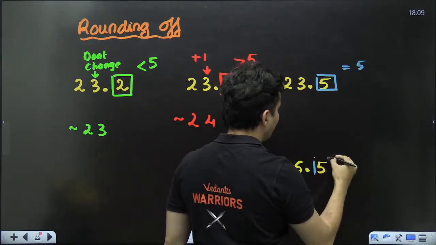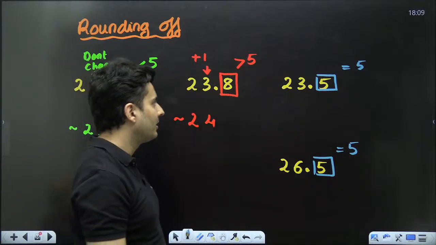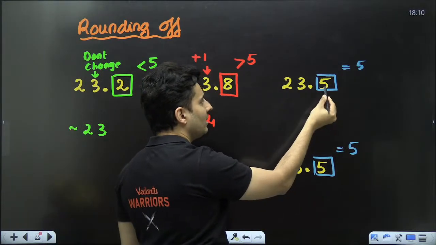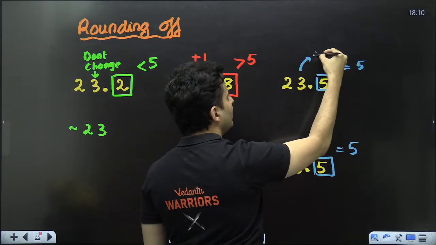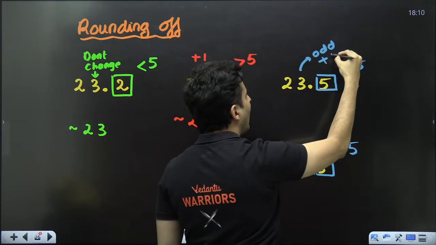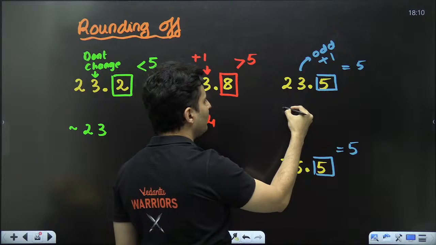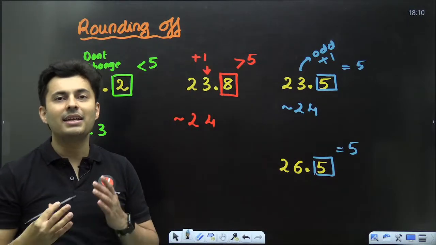When it is exactly equal to 5, then what to do? Look at the previous digit. The previous digit 3 is an odd number. So what you do is, if it is odd, add 1 to it. 3 plus 1 is 4, so this will become 24.